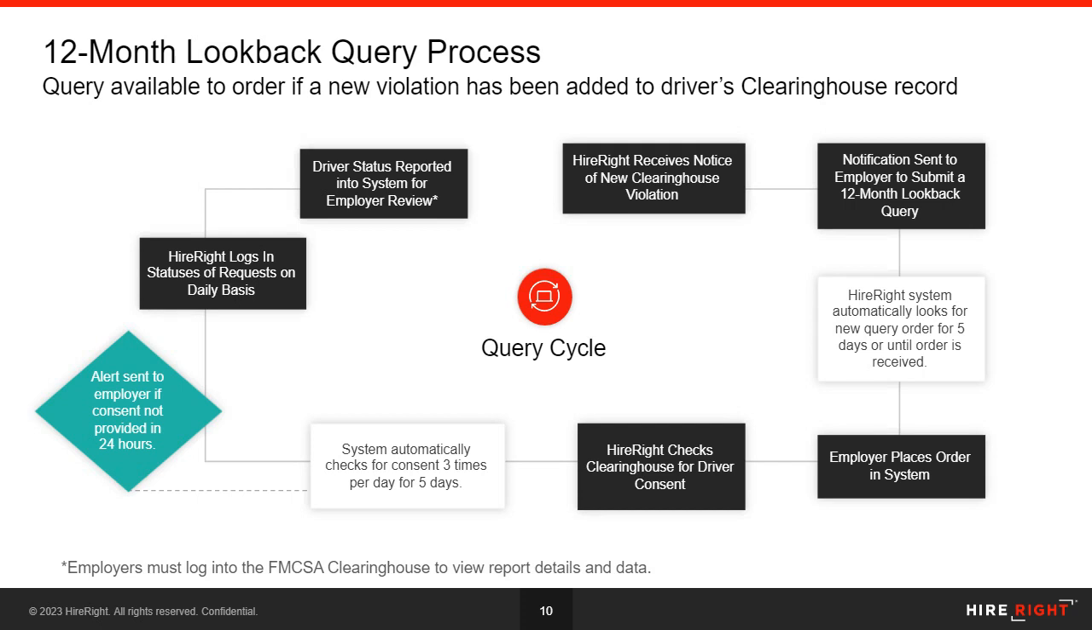There's also the 12-month look back, which means that anytime a new violation might appear in the next 12 months, so if I run a full query today, I've got kind of a 12-month rolling process there that says, okay, anytime in the next 12 months something pops up, you're going to get a notification. And that notification won't necessarily be the information, but it will let you know, hey, something's here. You may want to go ahead and look at it. And then, of course, you can have HireRight help you engage the Clearinghouse to extract that new information so that you're not kept unaware.